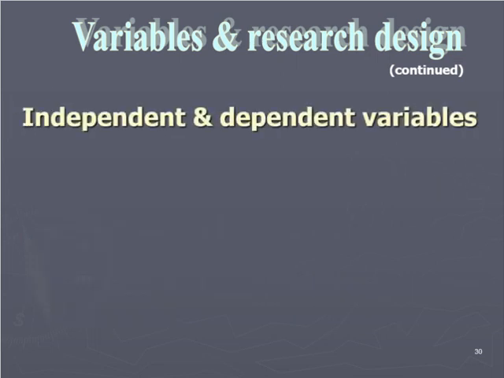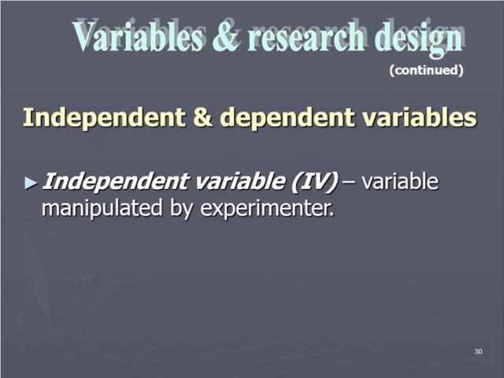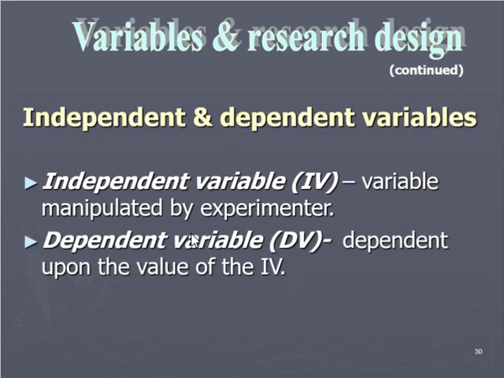You also have your independent and dependent variables. Okay, so what are independent variables? These are the variable manipulated. Okay, take note, manipulated by experimenter under experimental design. Okay, or independent variable can also be understood as the variable that causes a change in the dependent variable. Okay, so yan, dependent upon the value of independent variable.